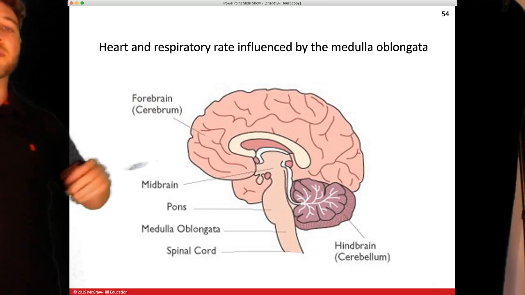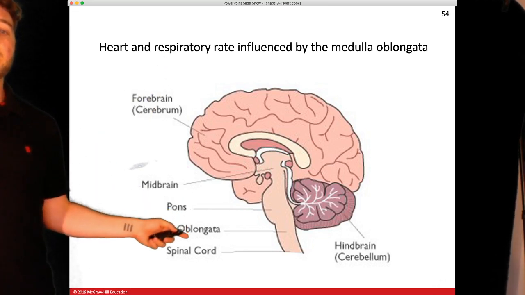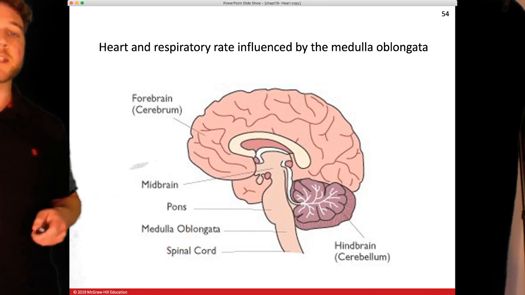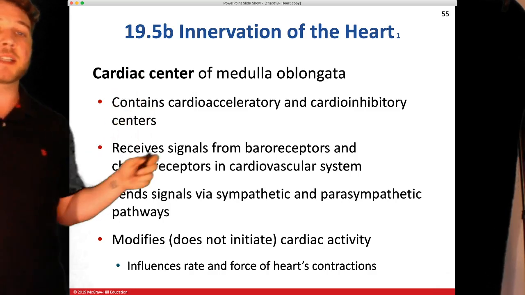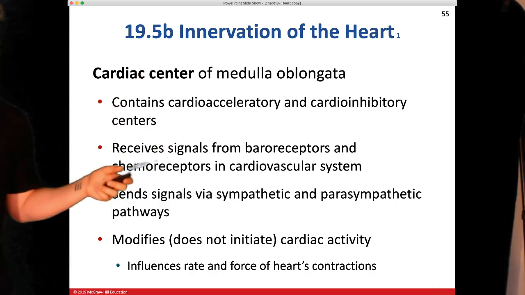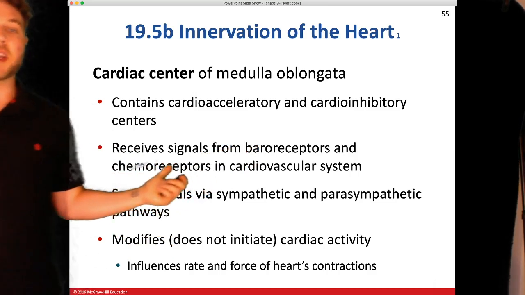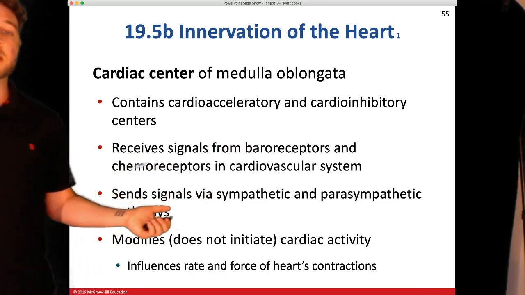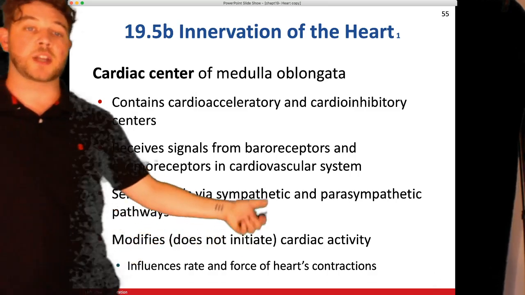The heart and respiratory rate are influenced by the medulla oblongata, just for remembering. Here is your pons, your medulla, and your spinal cord, part of your brainstem. The cardiac center of the medulla oblongata has the cardioacceleratory and cardioinhibitory centers. These are going to receive signals from baroreceptors, which are stretch receptors, and chemoreceptors, monitoring carbon dioxide mostly, in your cardiovascular system. These are going to send sympathetic and parasympathetic signals, modifying but not initiating cardiac activity.